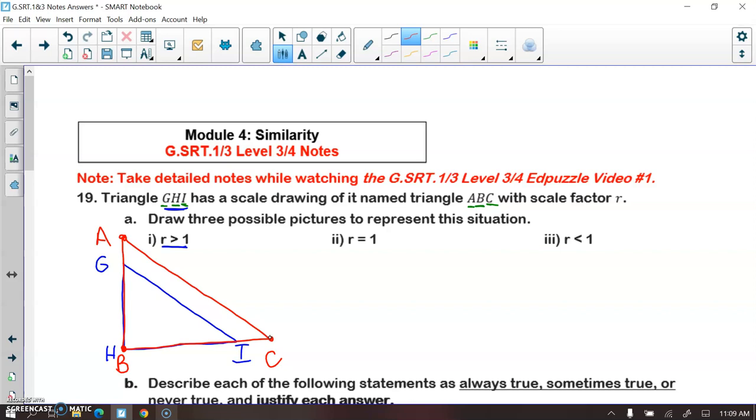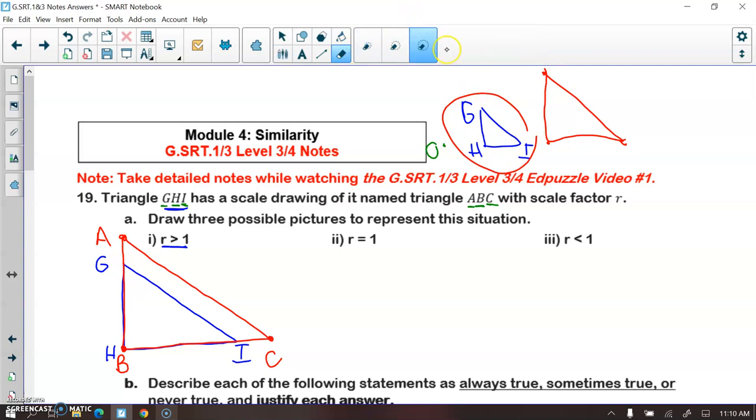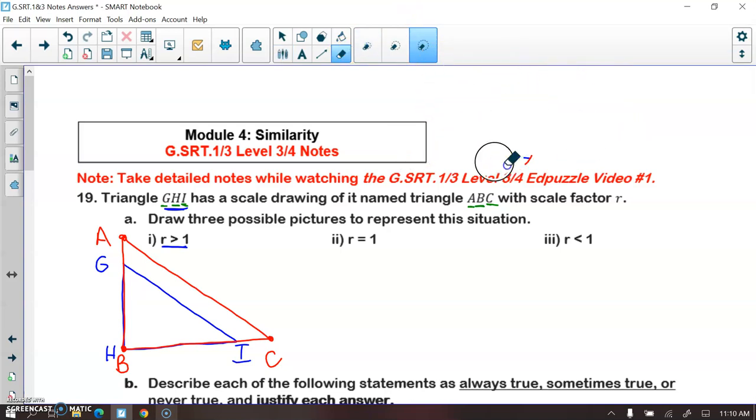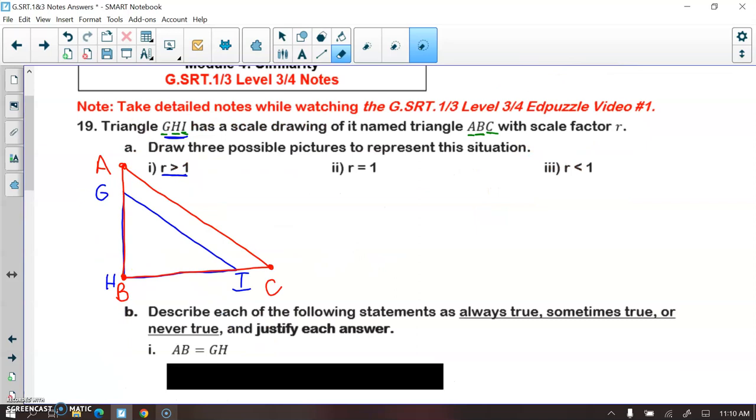Now, if you did a center of dilation off your triangle, so if you had GHI like this, and again, it doesn't have to be a right triangle, but that's just how I drew it. Let's say we had center O, then your larger triangle could look something like this. It would be off of triangle GHI. That would also be acceptable. There's many ways to demonstrate this. I just chose it so that they're overlapping.